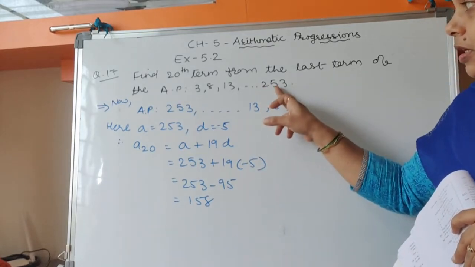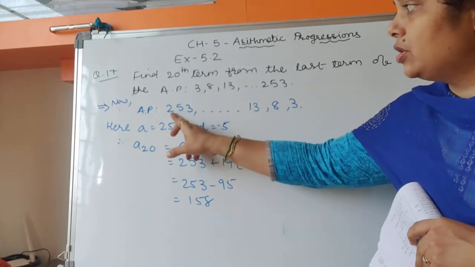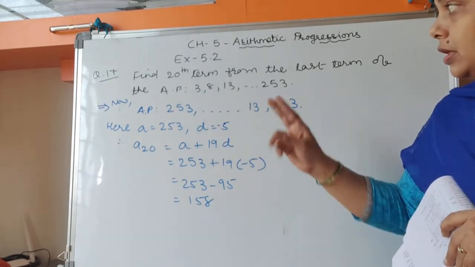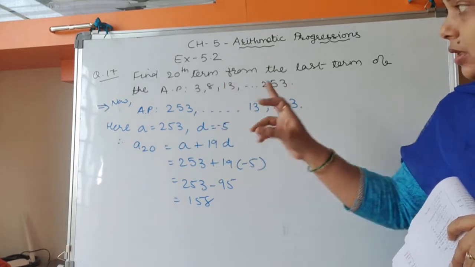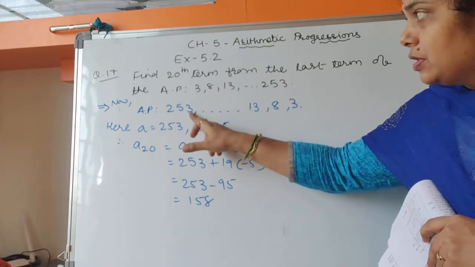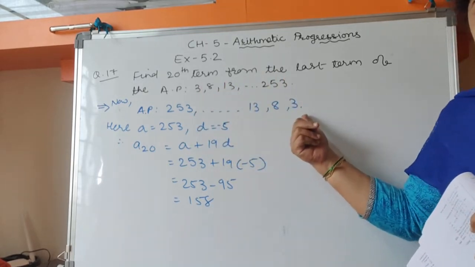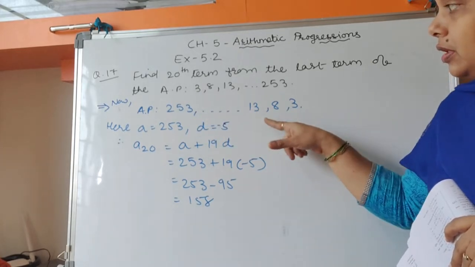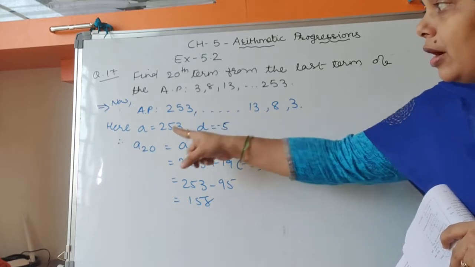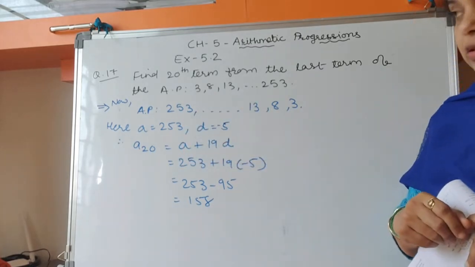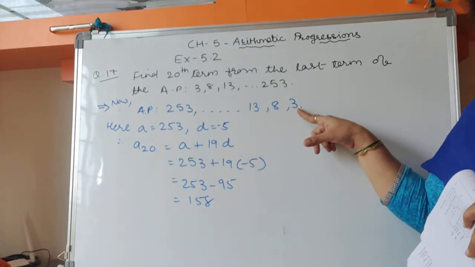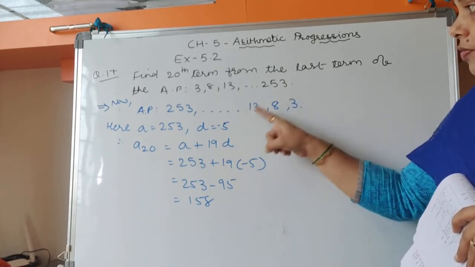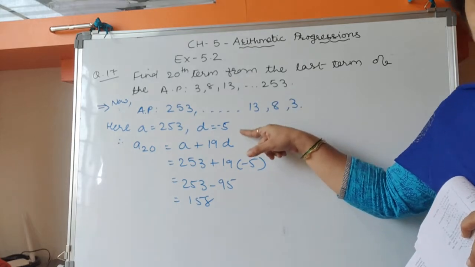As the last term is given as 253, I have changed the AP. Do not change the data. Listen carefully, just change the sequence. It means the last is now first and the first is now last. Are you getting it? Now, after reversing the AP, my first term is 253, my last term is 3, and the common difference is now minus 5: 8 minus 13 is minus 5.